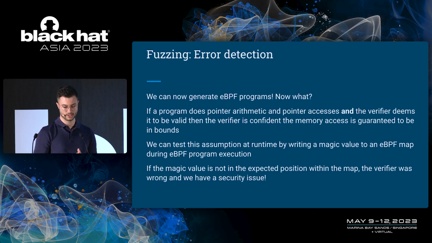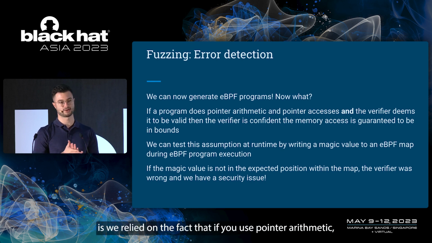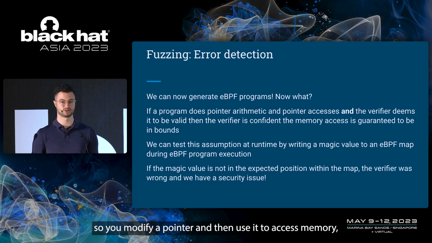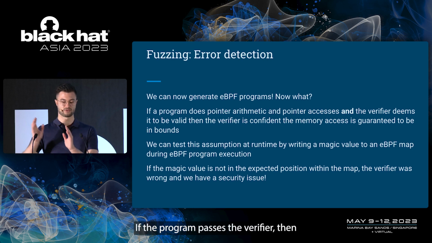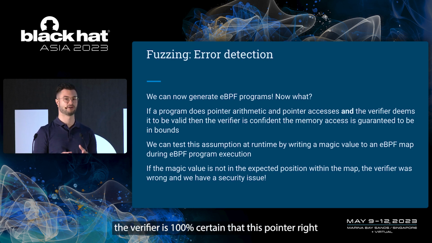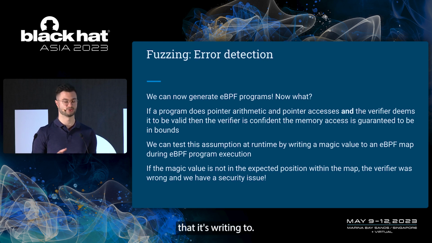So in this version of the fuzzer, we relied on the fact that if you use pointer arithmetic, so you modify a pointer and then use it to access memory, for example, accessing a map, if the program passes the verifier, then the verifier is 100% certain that this pointer write will be inside of the bounds of the memory that it's writing to.